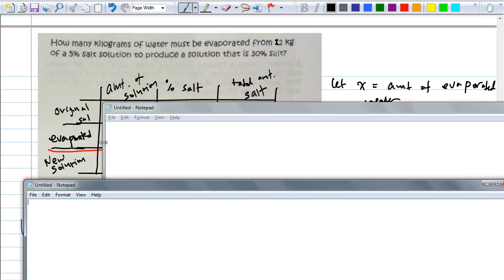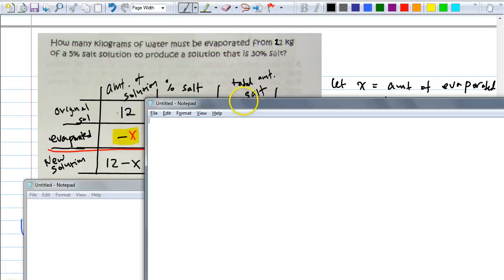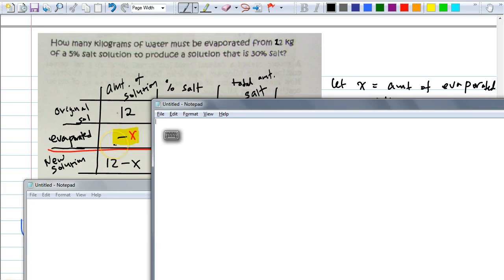This is the key. Let's see how many people got this right. Is it going to be 12 plus X? No. It should be 12 minus X. And that's why I actually put down negative X, because when you're evaporating things, you're getting rid of it, right? You could put down X, but then you have to remember to subtract. I like to start off with negative X there because you're getting rid of it, not adding it. So when you add them together, you get 12 minus X.